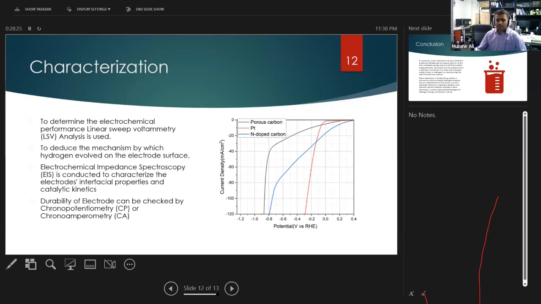And to check the stability, which is the most important for the electrode, for the hydrogen production, mostly people use chronopotentiometry or chronoamperometry. So by using these techniques, we can check the electrochemical performance of our electrode toward the hydrogen production. This is the mostly used method to check the electrochemical performance. And so this was it.